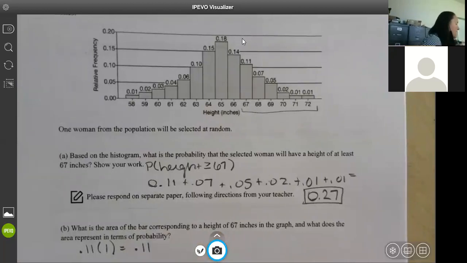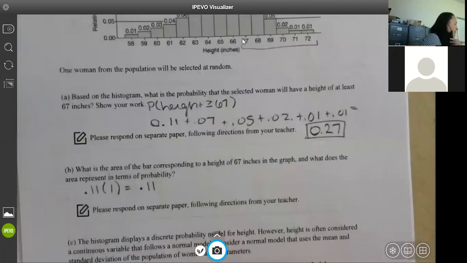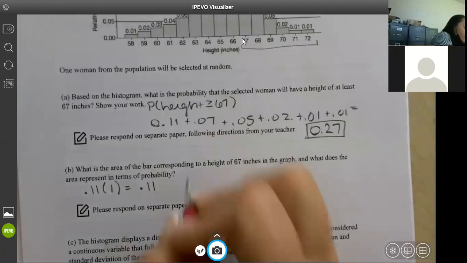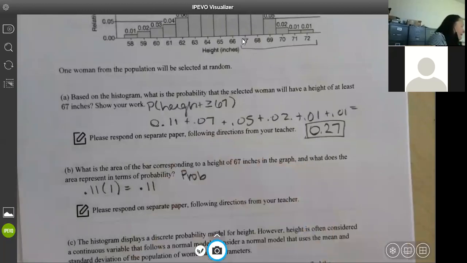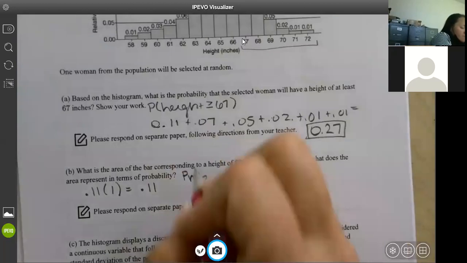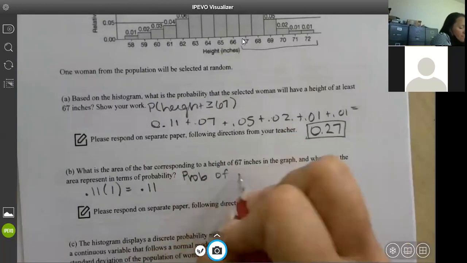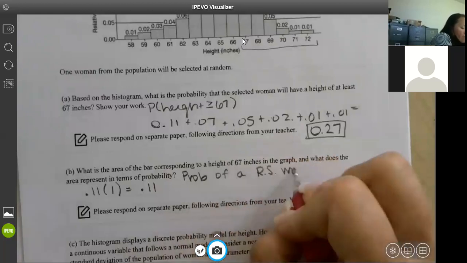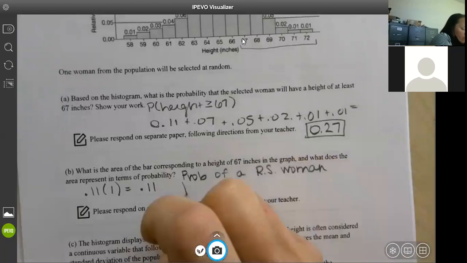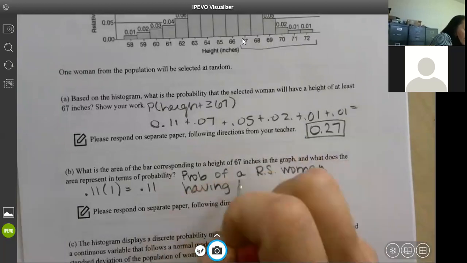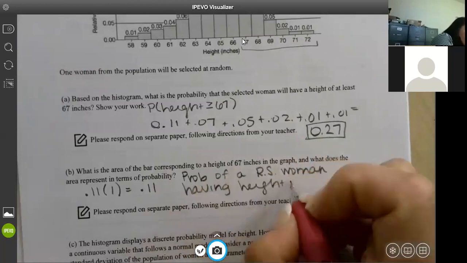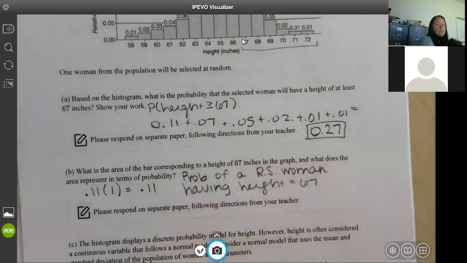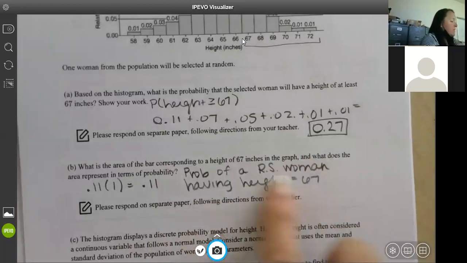So there it is. And what does that area represent in terms of probability? It's the probability of what? Who having a height? What kind of woman? Randomly selected woman, having a height equal to 67. That's it. Okay, so nothing crazy. Just make sure that you put the probability of a randomly selected woman.